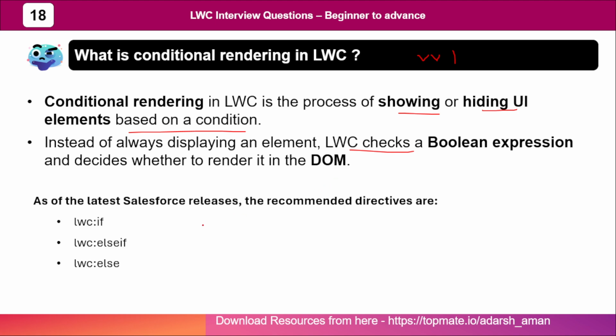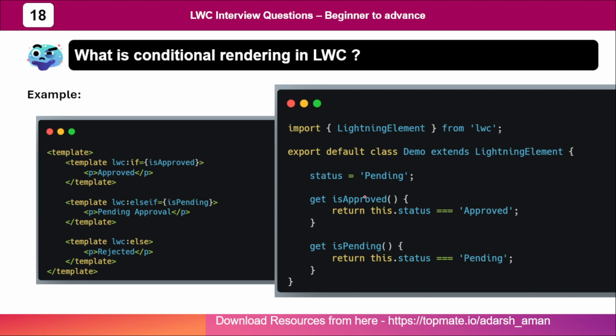So as of the latest Salesforce releases, the recommended directives for conditional rendering in LWC are lwc:if, lwc:else if and lwc:else, right? Previously, if you know the older version of LWC, the directives were if:true and if:false. These are now deprecated. So whenever you are writing any new piece of code, you need to write lwc:if, lwc:elseif and lwc:else, because this is much better than the old one. Now let's understand this one with the help of an example.